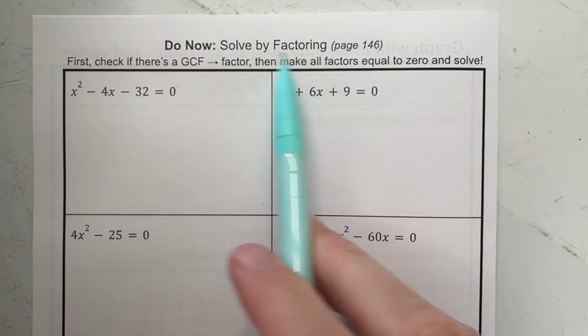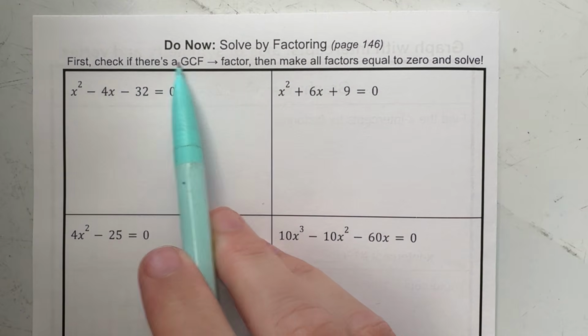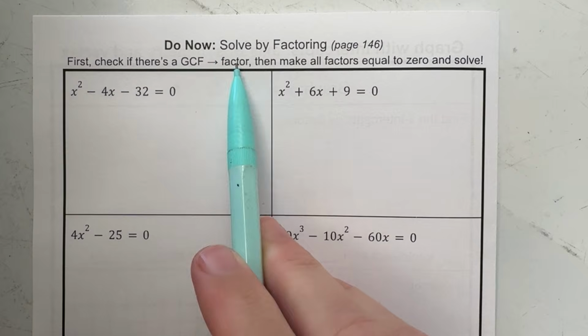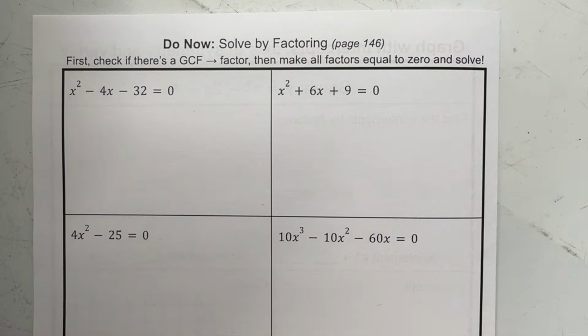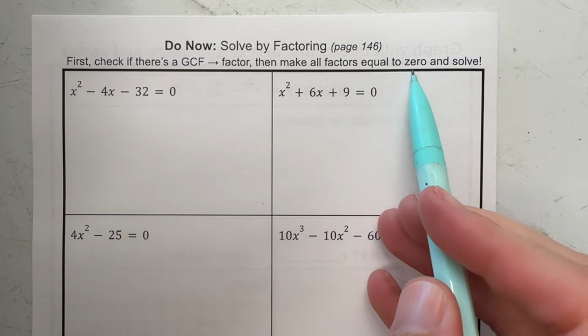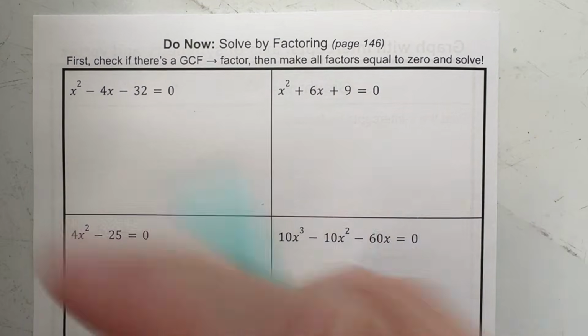All right, so I am solving by factoring. First I'm going to check if there's a GCF, and then I'm going to factor. And then I'm going to say, okay, well, these factors all multiply to equal 0, and so one of them must equal 0, and so I'm going to set them equal to 0 and solve. Okay, so let's take a look.